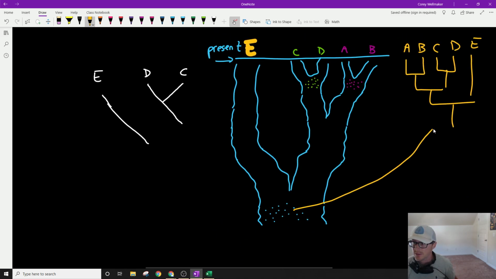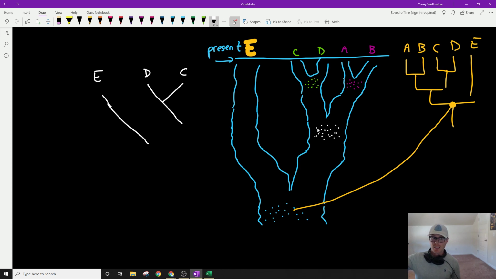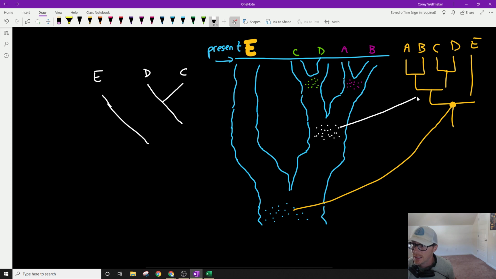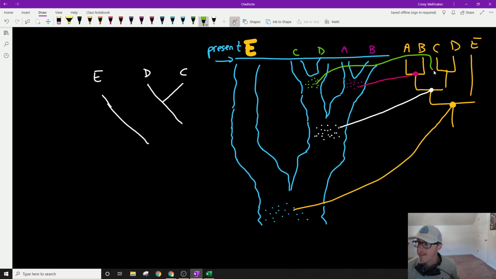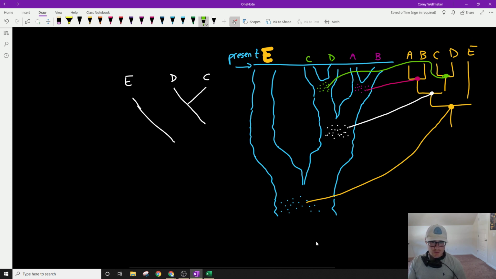So this population corresponds to this node. And I forgot to draw this in. Here would be the ancestral population that would split and lead to the C, D, and AB lineages. So that corresponds to this point right here. This corresponds to this point right here, that ancestral population. And this corresponds to that point right here. So that's what the cladogram is saying.